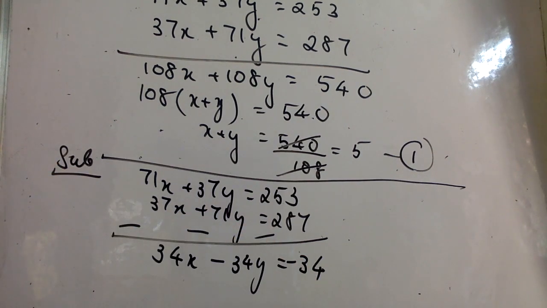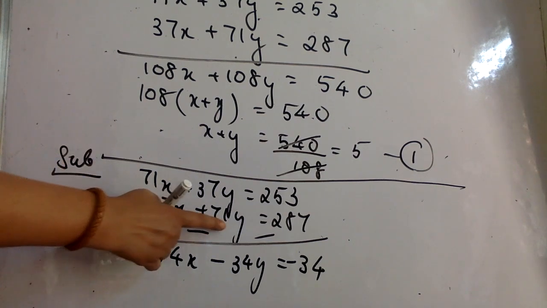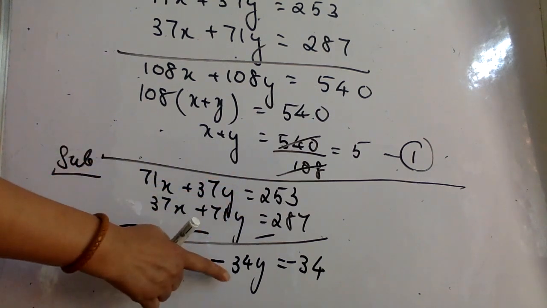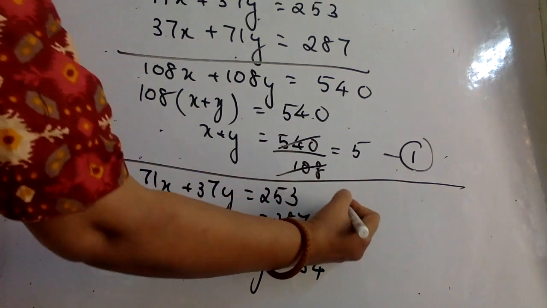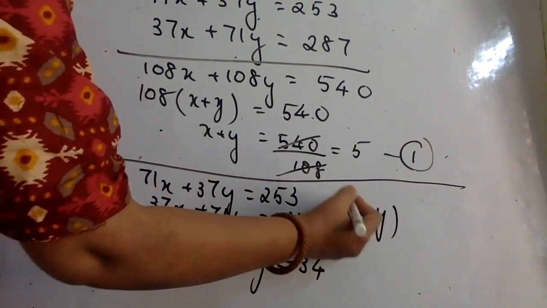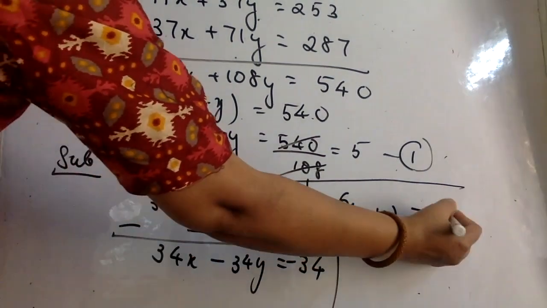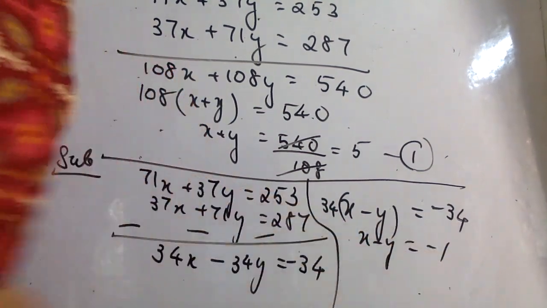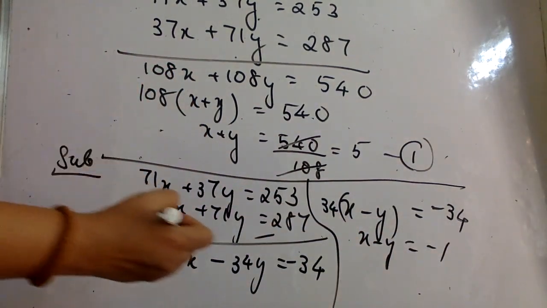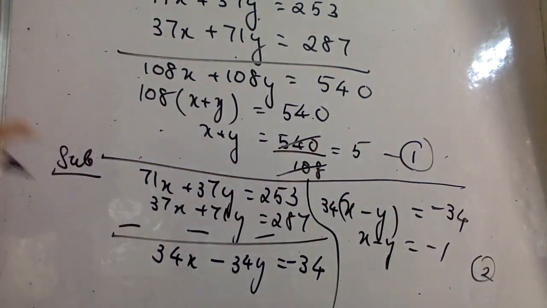Okay, so now this is a plus because 71 was bigger. This is a minus because 71 was bigger once again. So 71 had the minus sign. Okay, so now I get x minus y, and put the 34 here, is equal to minus 34. Okay, x minus y is equal to minus 1. This is my equation 2. Here is my equation 1 and that's my equation 2.